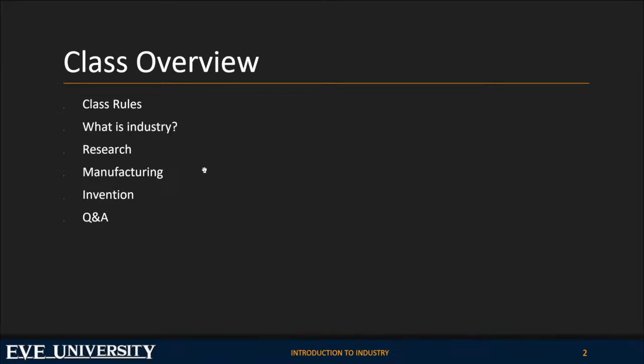What is industry is what we're talking about at the beginning, and then we go further into the different things you can do in the industry window: research, manufacturing, invention, and then we'll do a Q&A. I can also go deeper at the end into some aspects, because if you have a very specific thing you want to do, we can talk about that.